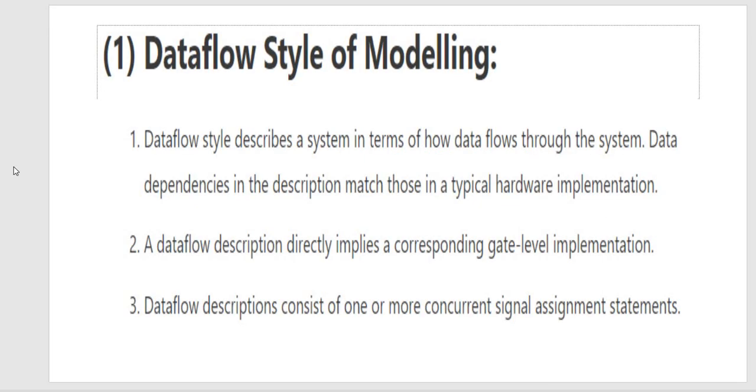Data flow style describes the system in terms of how data flows through the system. Data dependencies in the description match those in a typical hardware implementation. That is important. Data flow description directly implies a corresponding gate level implementation. Data flow description consists of one or more concurrent signal assignment statements.